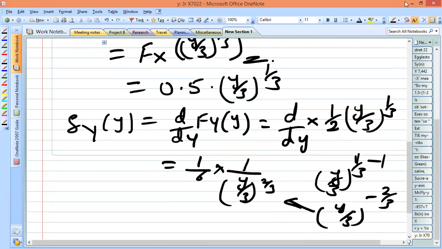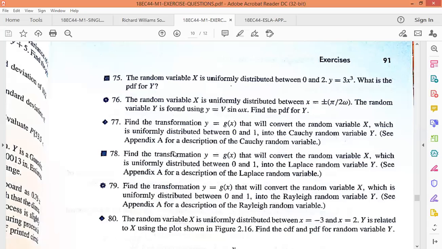Similarly, you can solve the other problems which are the same. Next I'll take up problem number 77, which is different from the other problems. Only those problems I'll be solving here. So here, 77th problem: find the transformation y is equal to g of x that will convert the random variable x, which is uniformly distributed between 0 and 1, into the Cauchy random variable y.